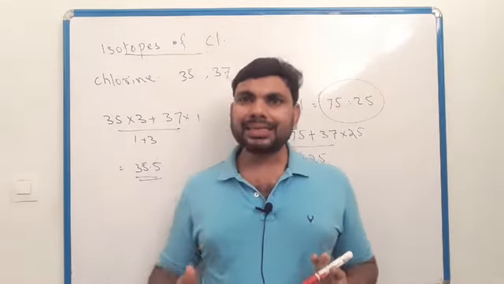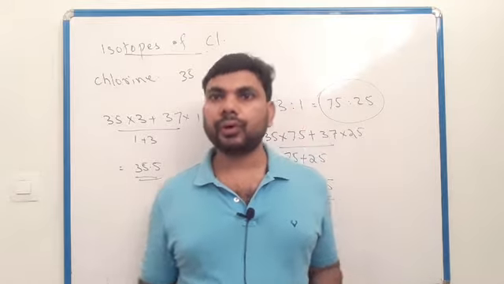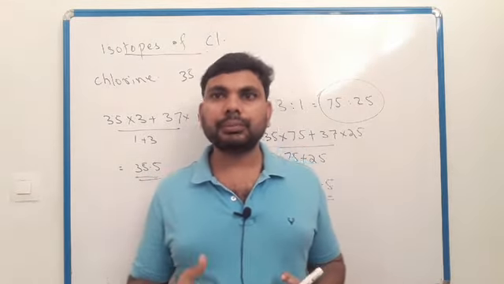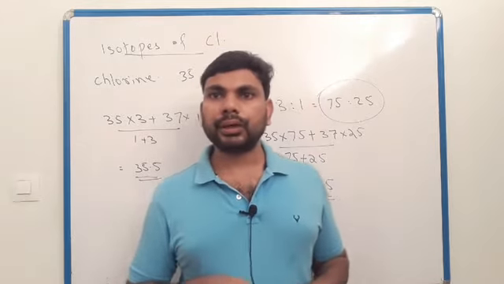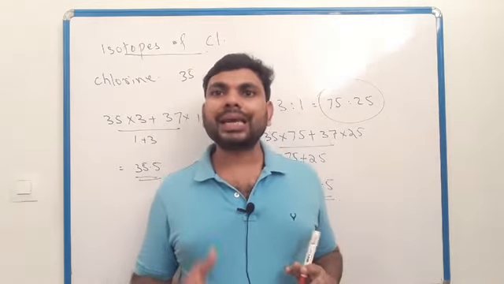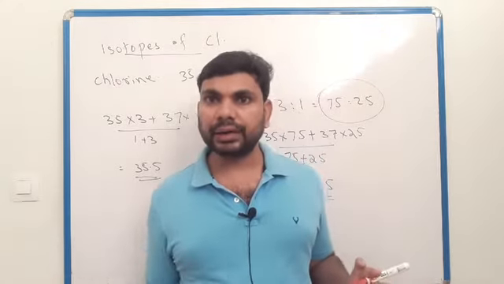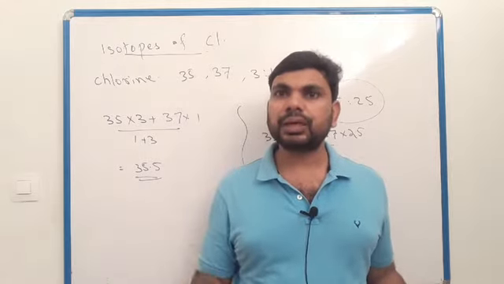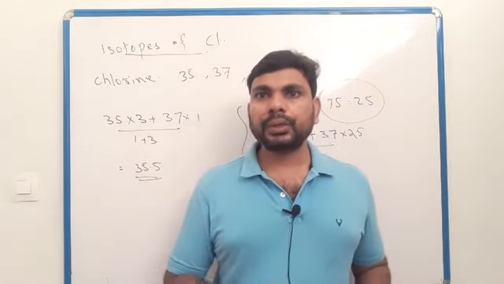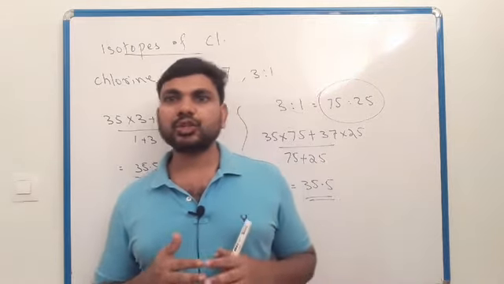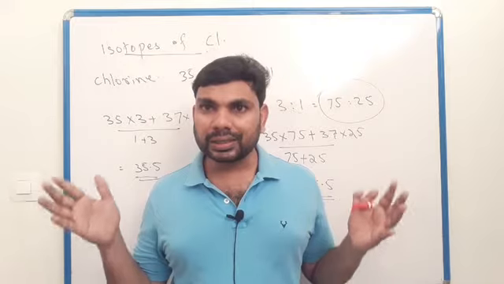We know one element exists in different forms. One element, but it exists in different pure forms. For example, chlorine. There are different isotopes of chlorine: chlorine 35, chlorine 37. But in our periodic table we can see only one chlorine. We cannot see chlorine 35 or chlorine 37. One chlorine with one atomic mass. This atomic mass is called average atomic mass.